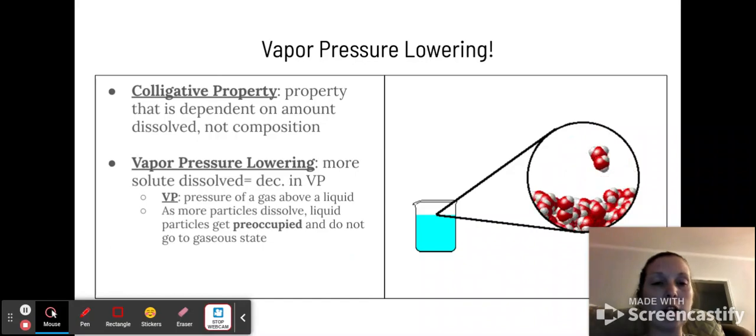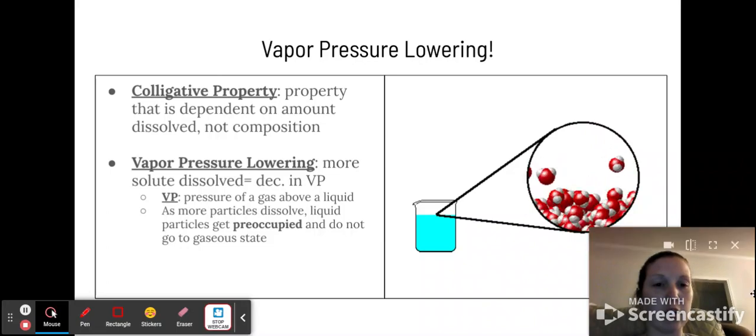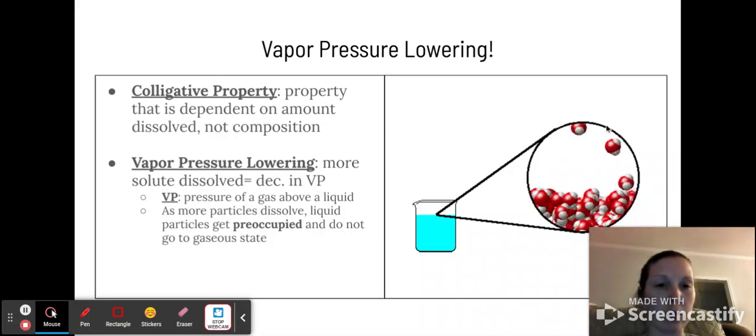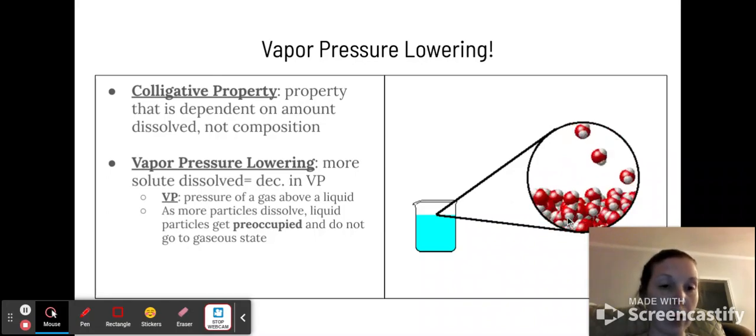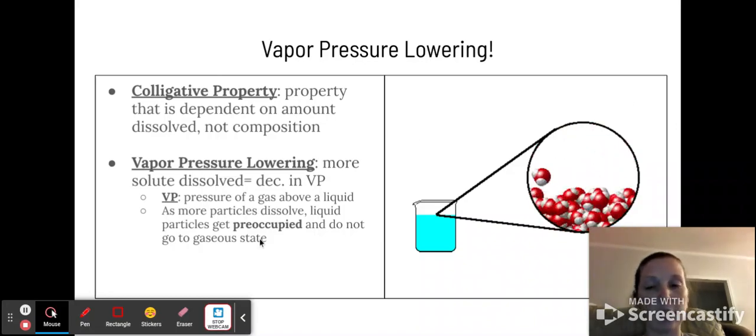And when you dissolve more solute in solution, the particles in the solvent get preoccupied and do not go into gaseous state as much. So as you can see, you've got some of these water molecules going off into gaseous state. Well, as you dissolve stuff into the liquid at the bottom, they are going to be surrounding the ions that are present, which means they won't break off and go into gaseous state as quickly.